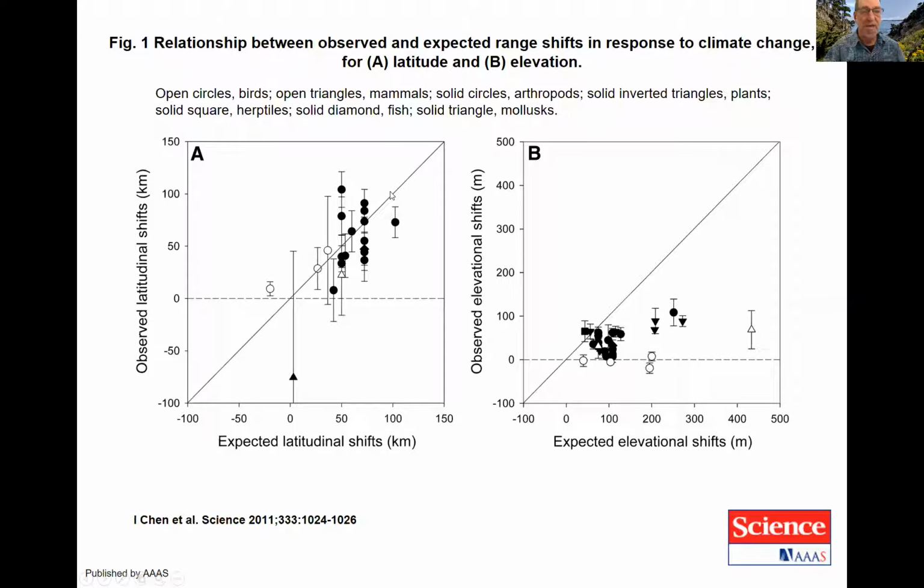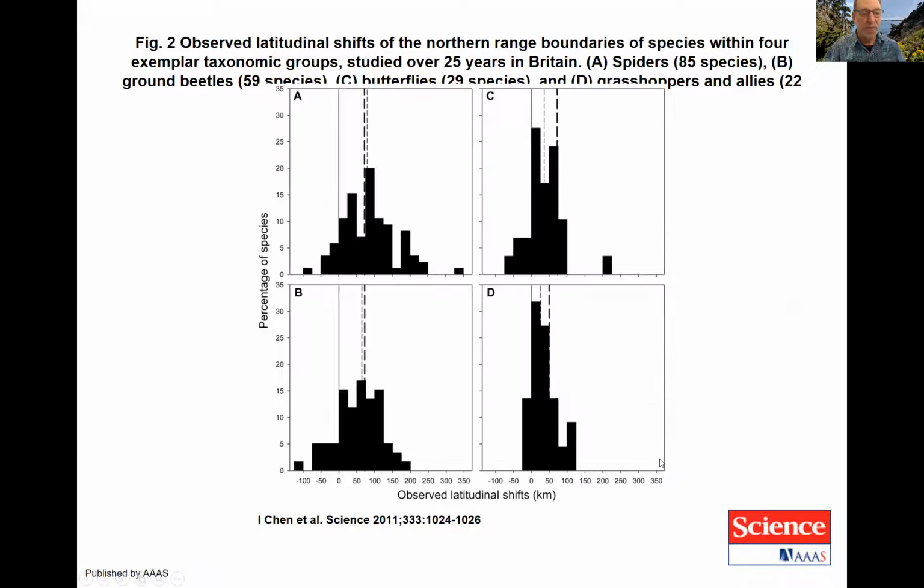So this is a very graphic depiction of how climate change is impacting globally the distribution of plants and animals. All right, one final graph, and this raises a question. Here's another group. These are range boundaries of four taxonomic groups studied over Britain. And so generally speaking, there's a shift in latitude.